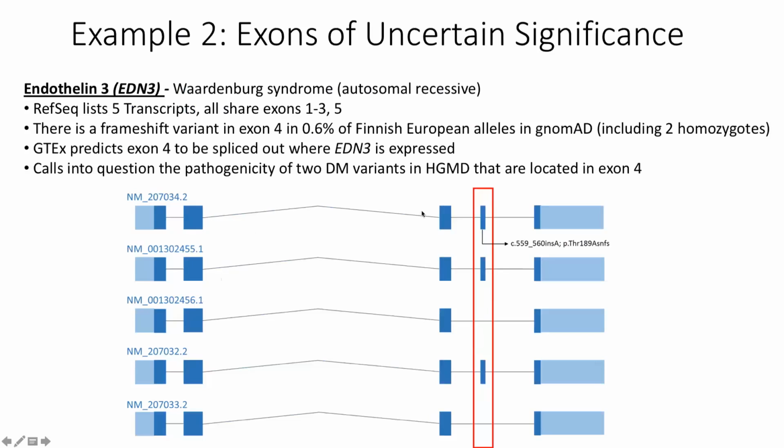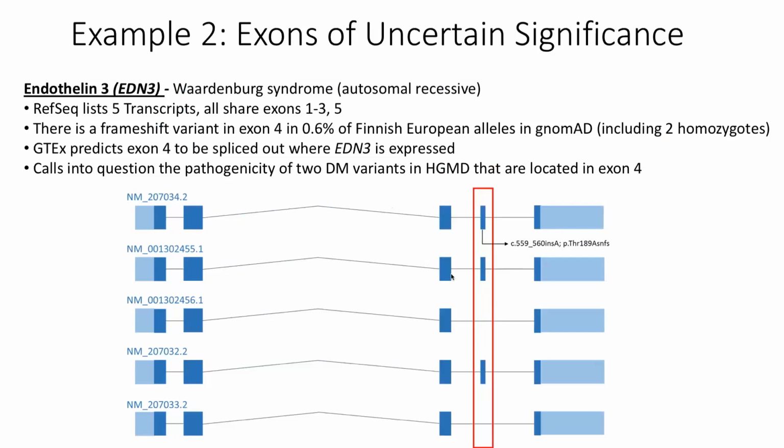When we looked at classified variation in this exon, there are actually 2 DM variants in HGMD located in this exon. It really calls into question the pathogenicity of those 2 variants, because we ended up classifying this exon as an exon of uncertain significance. What I mean is that you can't just look and say, this is a loss of function variant, it's causing loss of function. In this case, it is the second to last exon, so you might not feel that way. But if it was, for example, in this exon, you can't just say that it's causing loss of function.